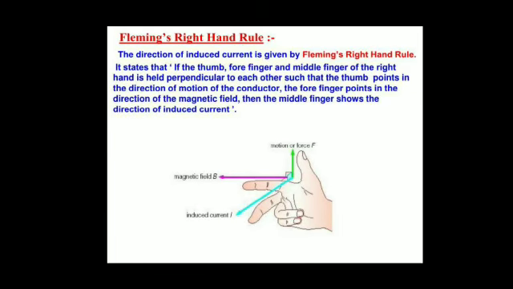Fleming right-hand rule states that if the thumb, forefinger and middle finger of the right hand are perpendicular to each other such that the thumb points in the direction of motion of the conductor, the forefinger points in the direction of the magnetic field, then the middle finger shows the direction of induced current.